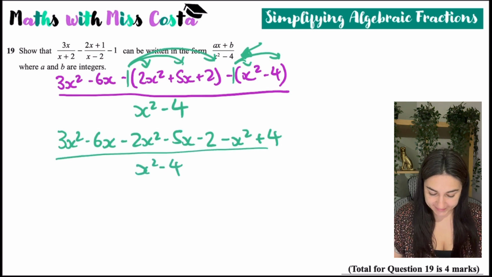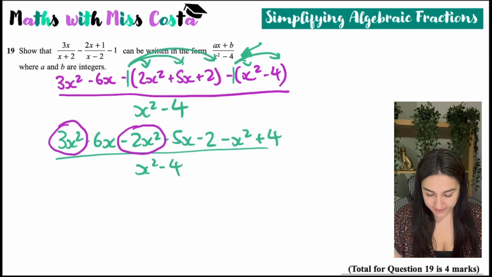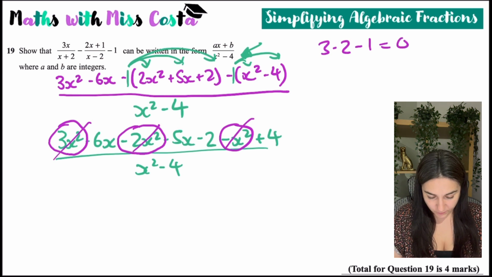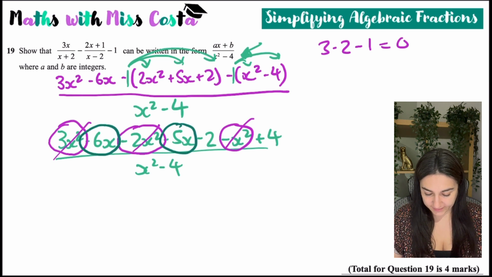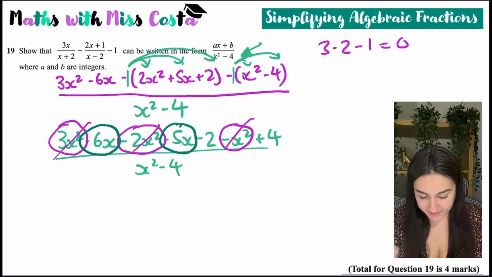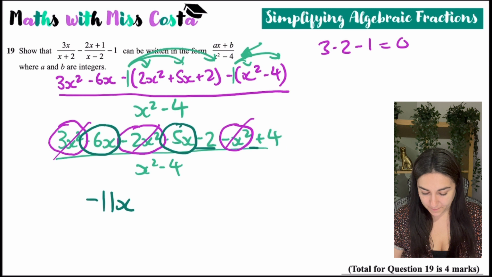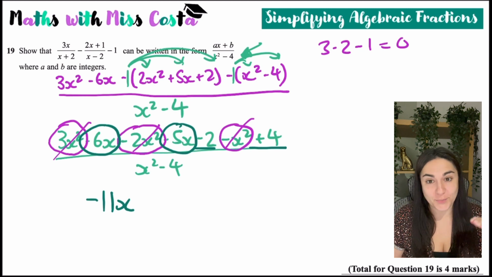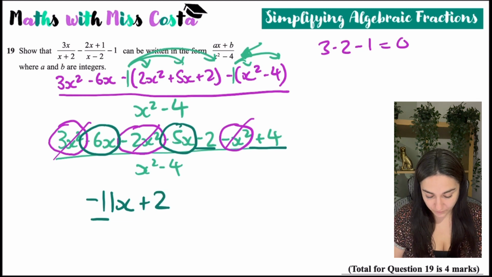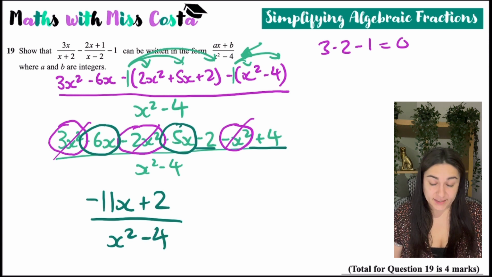So let's see what we can simplify. We've got 3x squared minus 2x squared minus x squared. So 3 take 2 take 1 is 0. So they all cancel out. Then you've got minus 6x minus 5x. So minus 6 minus 5 is going to be minus 11x. Then you've got minus 2 plus 4. Minus 2 plus 4 is positive 2 over x squared minus 4. And that's how you do it.